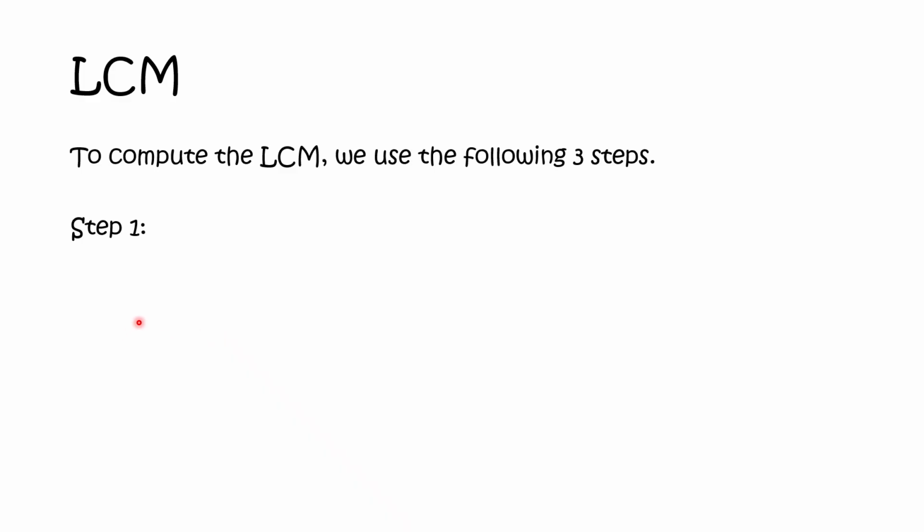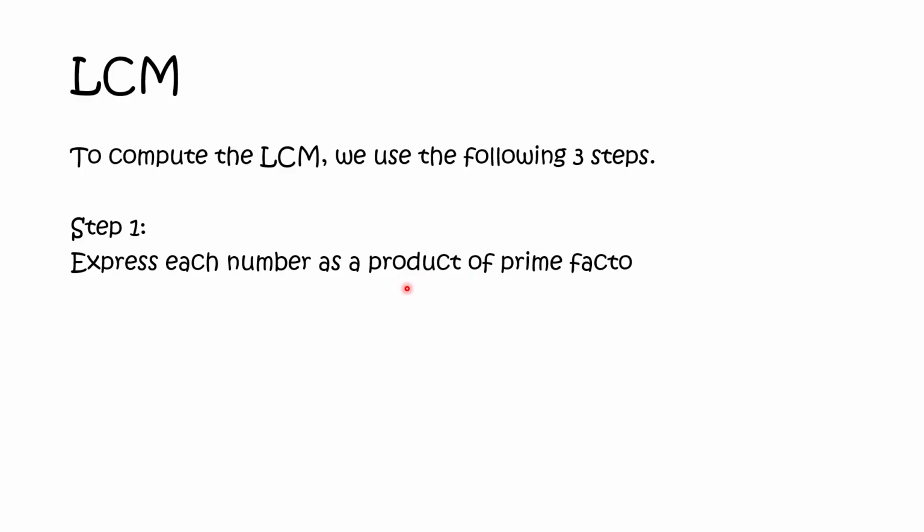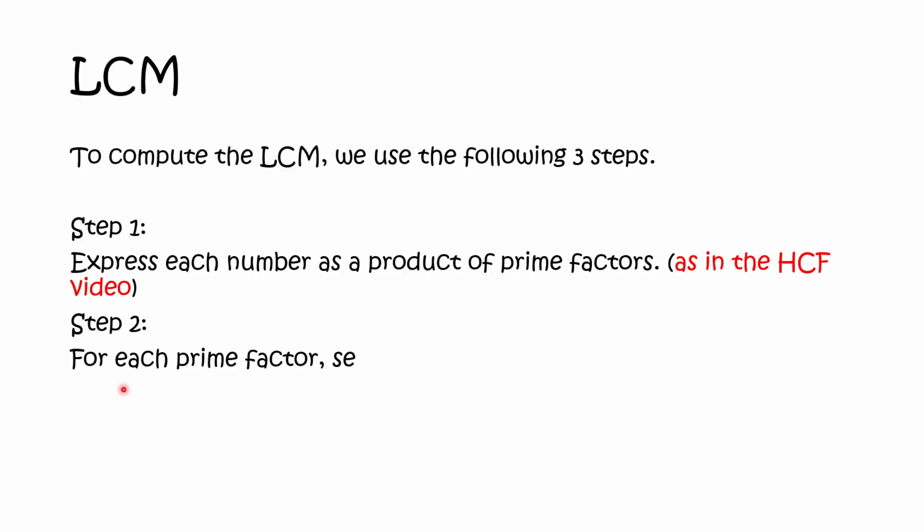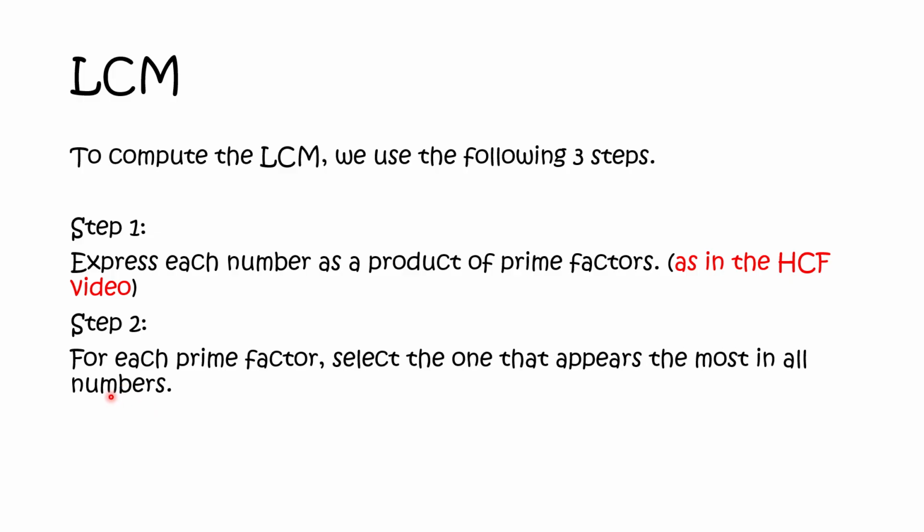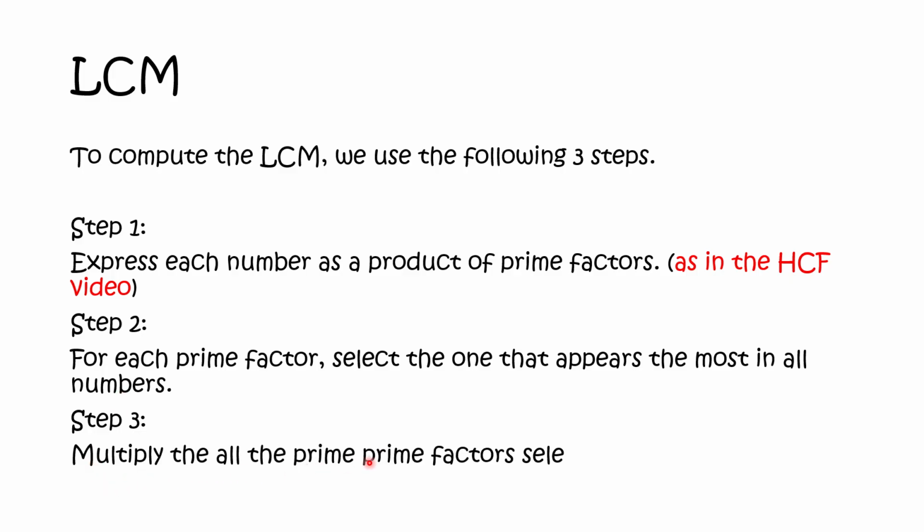Now, to compute the LCM, we use the following 3 steps. 1. Express each number as a product of prime factors. As in the HCF video, make sure to check it out if you haven't done so already. Step 2. For each prime factor, select the one that appears the most in all numbers. And step 3. Multiply all the prime factors selected in step 2.